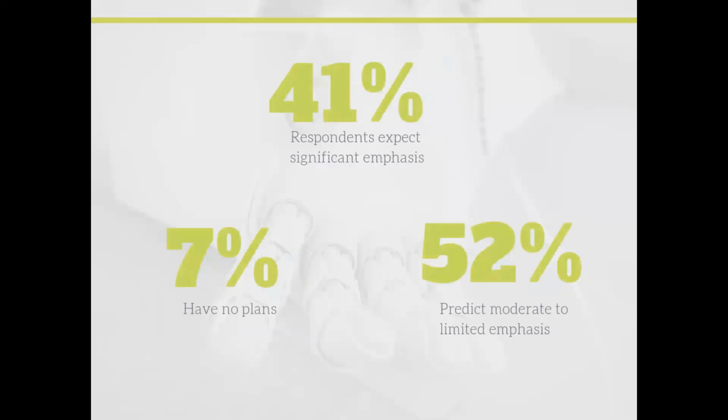And then in the same poll, more people were interested in it, although they maybe haven't received explicit approval to start implementing yet. 52% predict moderate to limited emphasis on robotic process automation. So some people aren't very interested in it at all. 7% have no plans, but 41% are expecting to see significant emphasis on this in the coming new year, whether that's putting it in their budget for 2020 or starting to evaluate different tools and options in the new year.